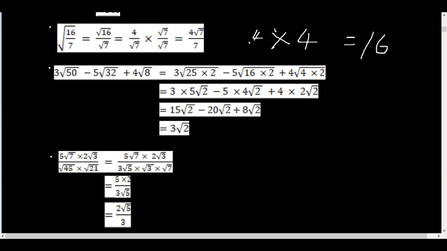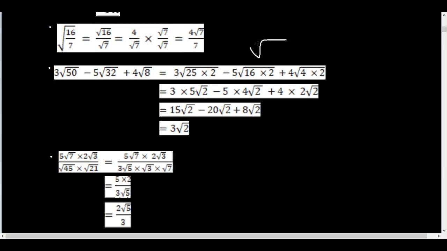Now this form of simplification, we call it rationalizing. What do we mean by rationalizing? We want the denominator to be a whole number, so that no surd remains on the denominator part. How do we do it? We multiply the numerator and the denominator by the denominator of the original fraction, which is in surd form. Here we multiply by what? Root 7 over root 7. Therefore we get 4 root 7 over 7.